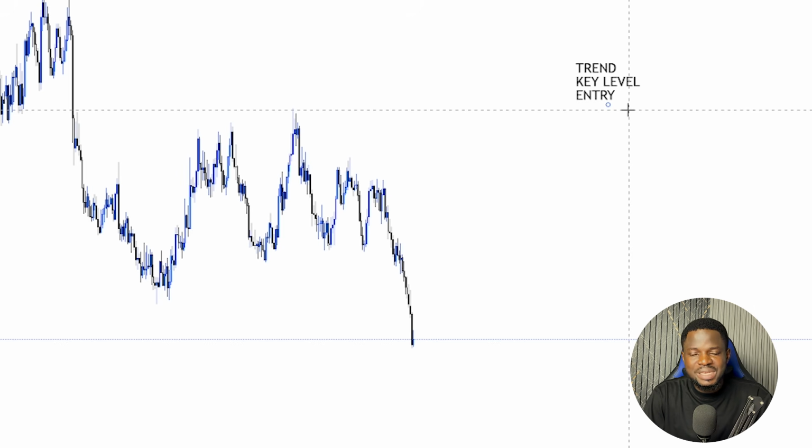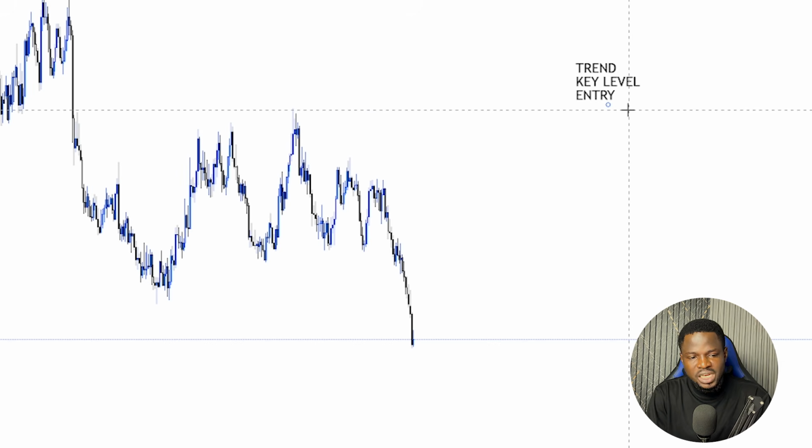Then the third step is my entry, that is the zone where I'm expecting price to give me some confirmation, some entry signs or candlestick pattern formation before I execute my trade. Now let's get into the breakdown fully.